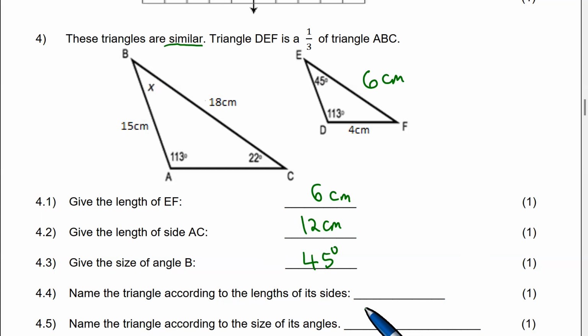What's the answer? Is it an isosceles? I mean, no, a scalene. Yes. It's called a scalene triangle. Why? Because all the sides are different in length.